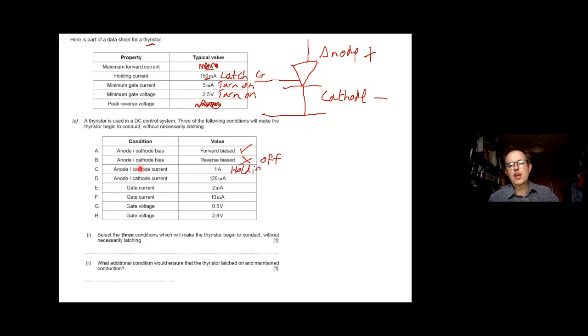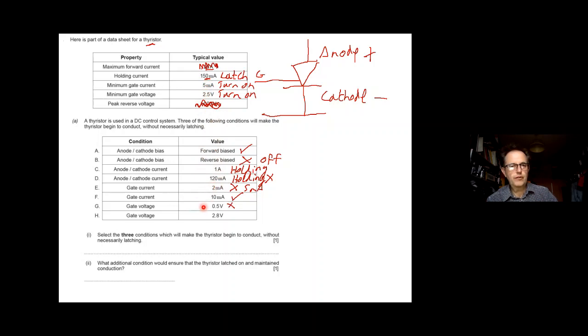Right, what we've got there: anode cathode current 1 amp. The minimum gate holding current was 150, so that 1 amp would just hold it if it has been turned on. Okay, anode cathode current 120 milliamps. That isn't enough to hold it, to turn it on. Keep it going. Gate current 2 milliamps, not enough to switch it on. Gate current of 10 milliamps was enough, as we only needed 5.